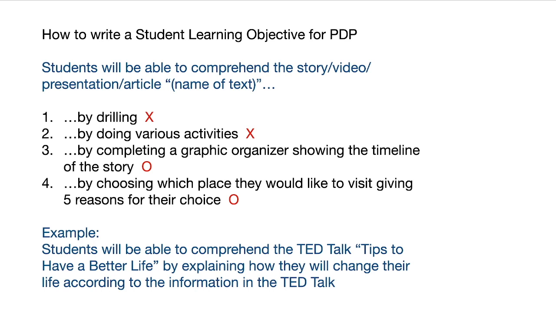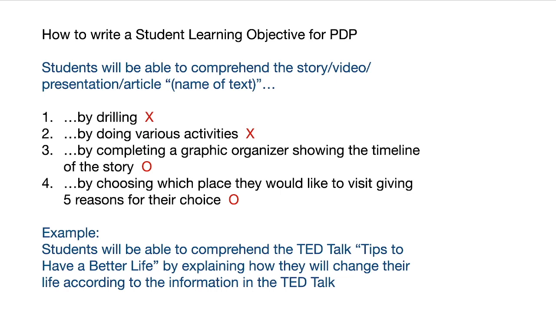So number 3, by completing a graphic organizer, showing the timeline of the story. This is specific. It clearly explains what students are going to be doing, what type of comprehension checking material we are using. Number 4, by choosing which place they would like to visit, giving 5 reasons for their choice.